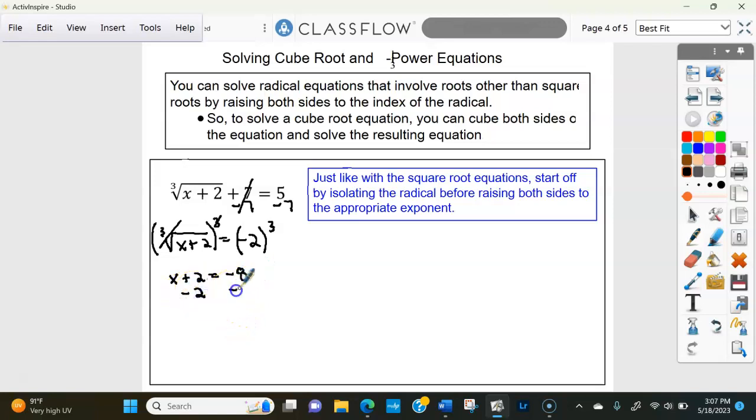Subtract the 2, and we get x equals negative 10. Now here, I don't need to check for extraneous solutions. This is going to be my answer. For the cube root equations that we're going to look at, there will always just be one solution. And here's why. All of the cube root equations that you're going to see, they're going to equal some constant.